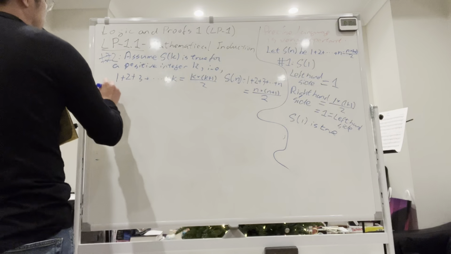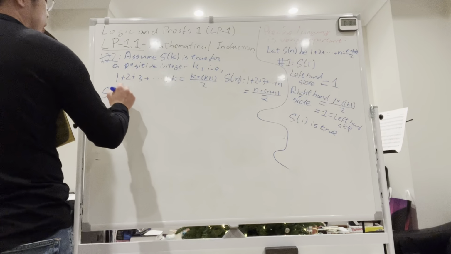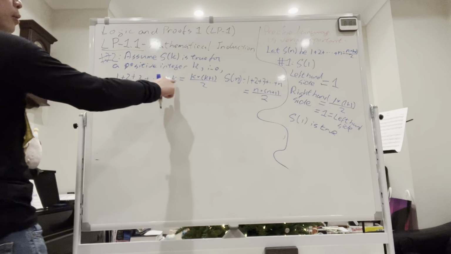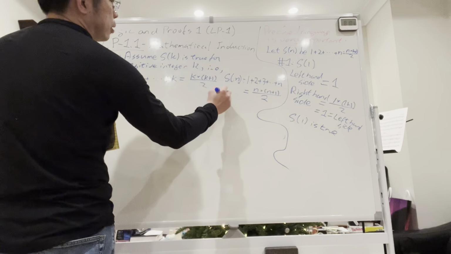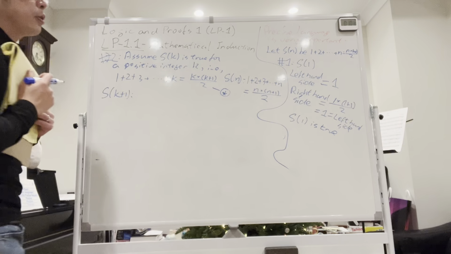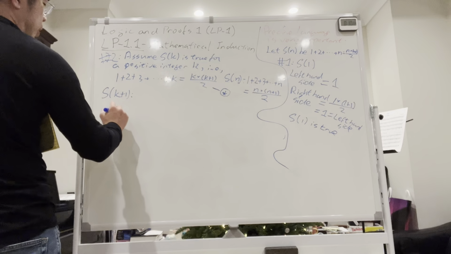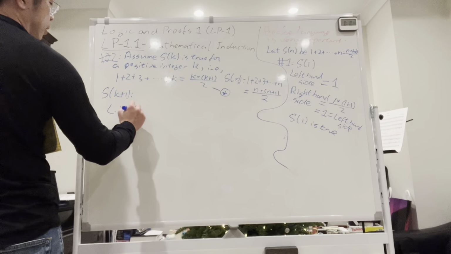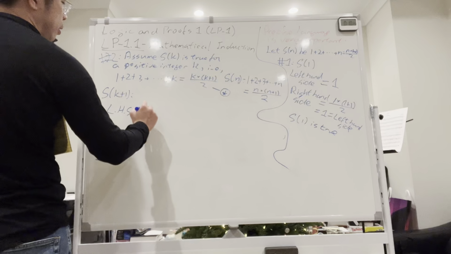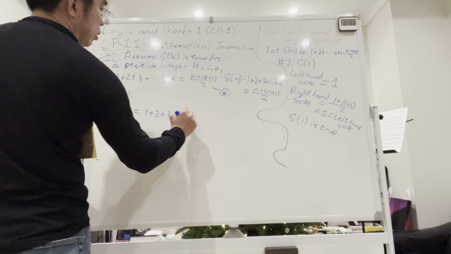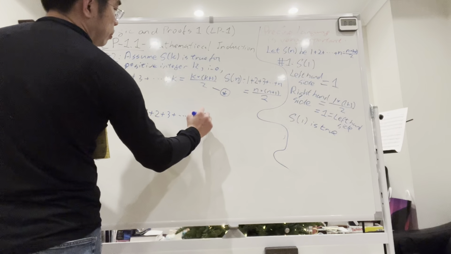So, we now basically evaluate S(k+1), both left-hand side and right-hand side, using this. I'm just calling it asterisk. So the left-hand side, I'm just going to start using shorthand. The left-hand side is equal to 1 plus 2 plus 3 plus ... plus k plus k plus 1.